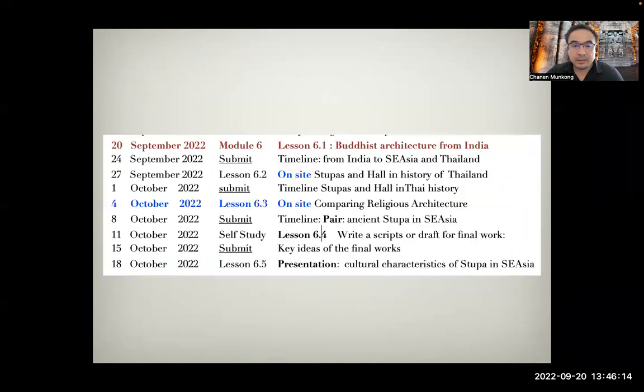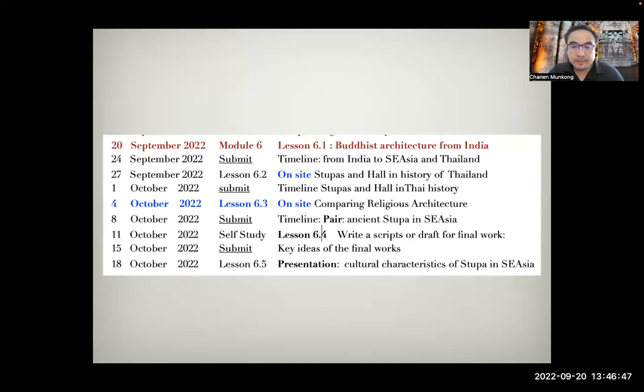Okay, here's the schedule. Today, I'm going to introduce what this conceptual form is and what the variation is that we're looking at, what I'm talking about, right? I'm going to give another presentation after this. And then on the 24th, you will submit the timeline. On the 27th, we're going to go on site. Now I'm going to talk about the history of Thai architecture, right? And we're going to discuss the way we work a bit.